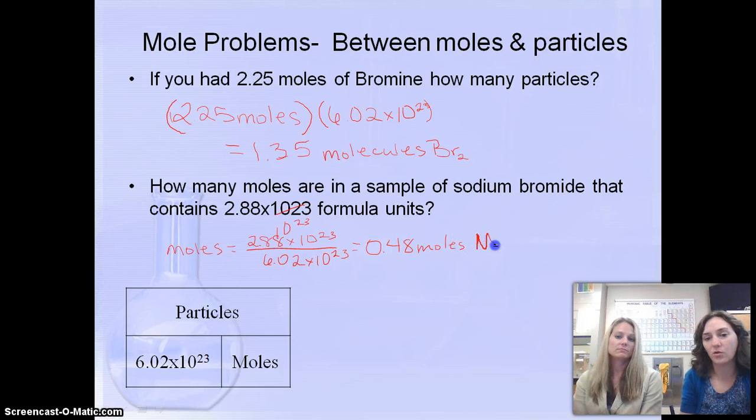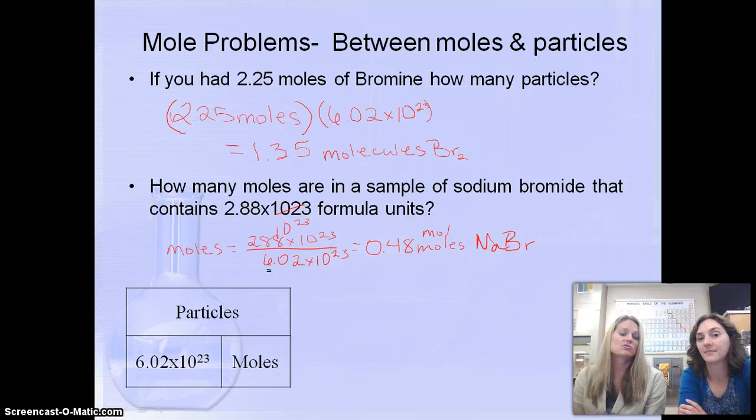How do you abbreviate moles? It's MOL. Instead of writing moles, it doesn't save you that much writing, but you could just write MOL. But molecules, you have to write out the whole thing. There's no shortcut for that one. So we've done our particles to moles and moles to particles. And you won't have to figure out Avogadro's number because it's already given to you in that bottom corner. So you just have to know how to use your cheat sheet.